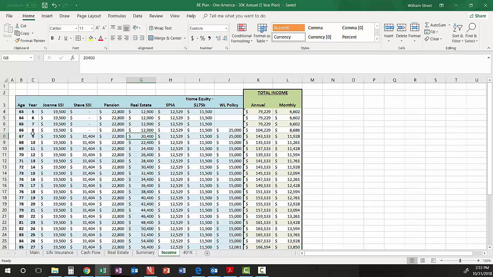And then once we get beyond that, that's when things really start to kind of take off, because Steve's Social Security income kicks in, which is a big boost. We're not funding the policy anymore, which means that we can start to draw the full value of our real estate income, which bumps us back up to that 20,400, and then still showing us drawing another 25 from the policy. Now we're up closer to $11,000, $12,000 per month.